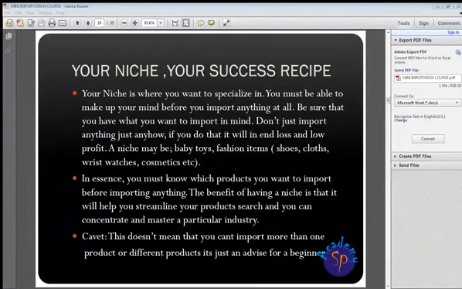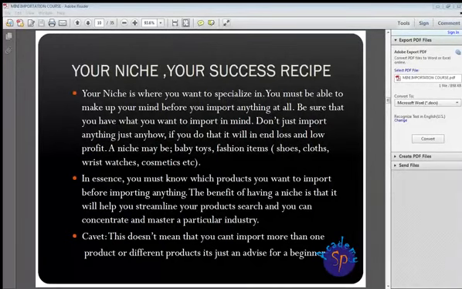If you want to make up your mind to go into accessories, there are different kinds of accessories, so you can streamline it down to fashion accessories, mobile phone accessories, or electronic accessories. You can bring it down to children's items and a number of other things. Just make sure you are determined about what you want to do and be sure about it before you get started. So in essence, you must know what product you want to import before importing anything.